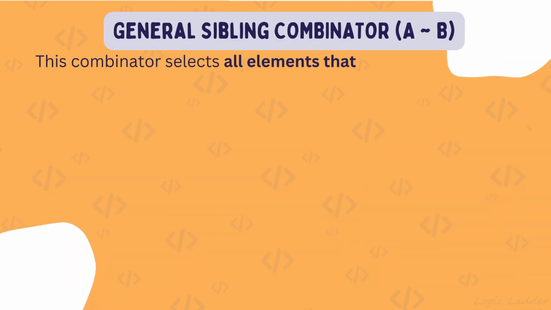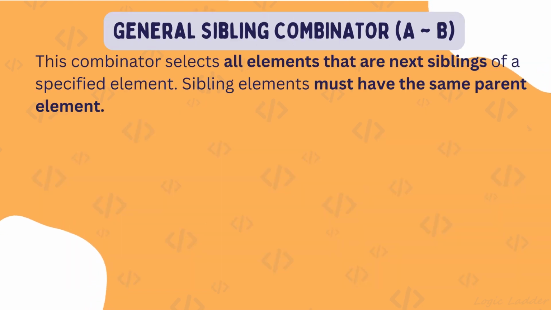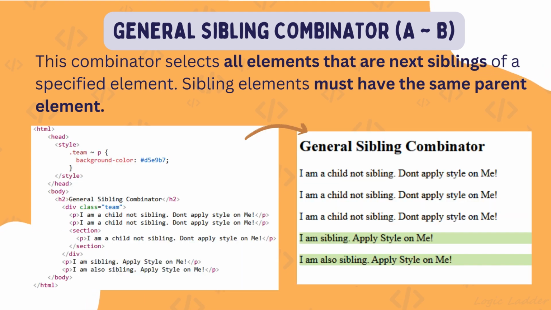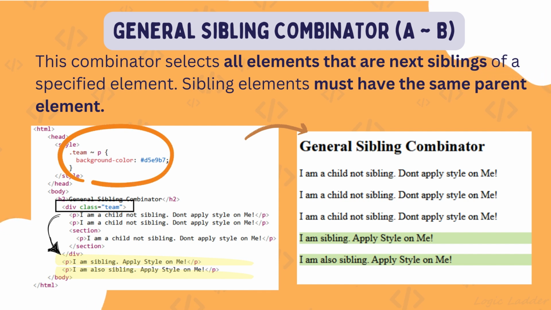Last is the General Sibling Combinator. This combinator selects all elements that are next siblings of a specified element. Sibling elements must have the same parent element. For example, look at the HTML and styles carefully. The style .team tilde p will apply styles on all paragraphs that are direct siblings of the div tag and appear after the div with class team. It will not apply styles on any child p elements that are not siblings of the div tag.